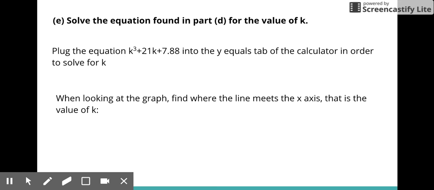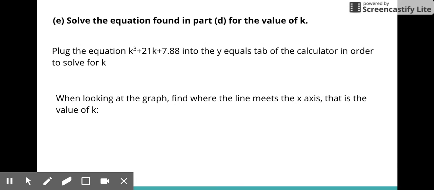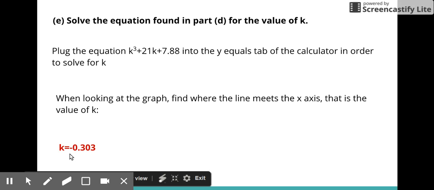And then after, a graph is going to appear once you hit graph. So when looking at the graph, find where the line meets the x-axis. That is the value of k. So you're going to look where the function meets the x-axis on the calculator on the graph, and that's going to be your value of k. So using the arrows, you can move over the little arrow, I guess you could call it, to try to find that value. And so your value of k should be negative 0.303.